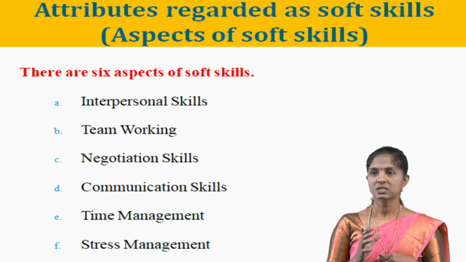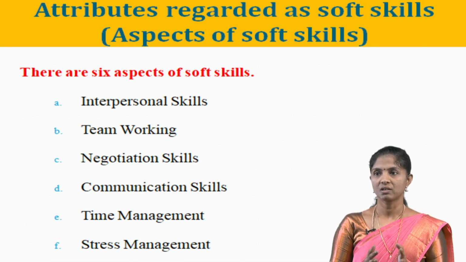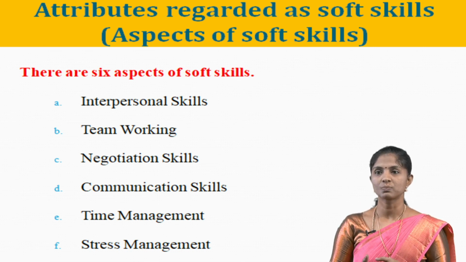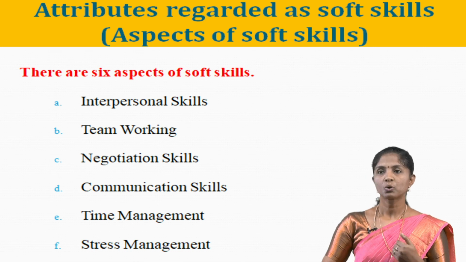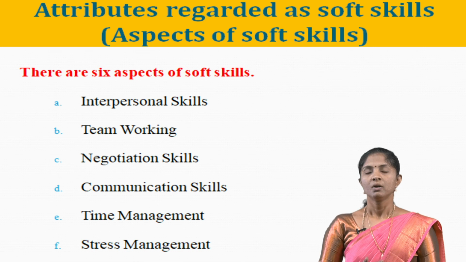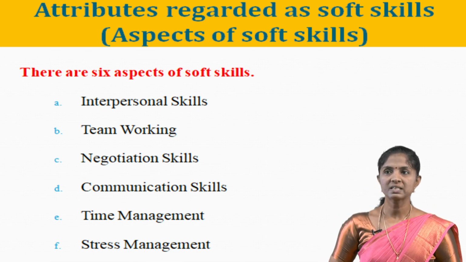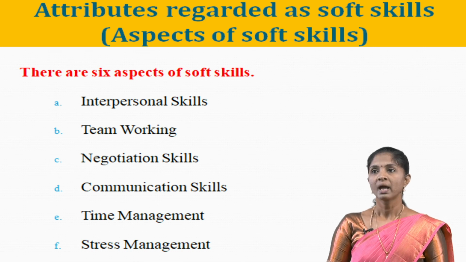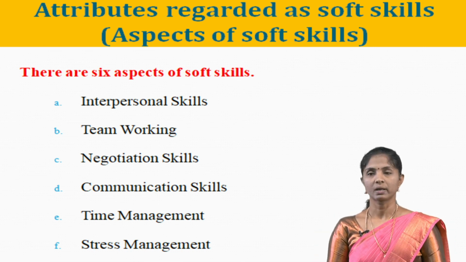What is meant by stress? Stress means worry and anxiety. It is caused by too much work and too much responsibility. So, you have to control your stress. This is called stress management. So, the above 6 aspects of soft skills are very essential for getting a job and achieving success at work.